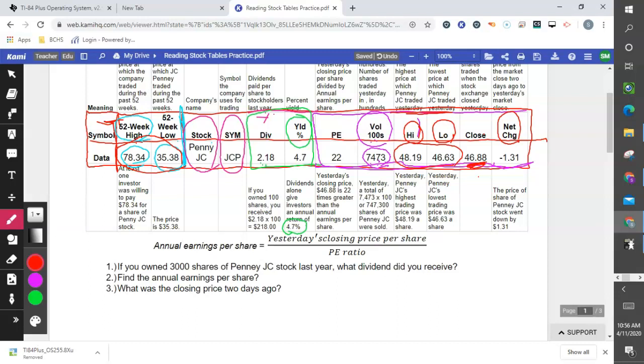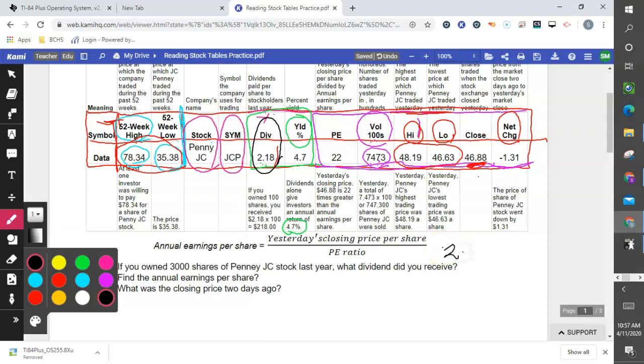So a few more. If you owned 3,000 shares in JCPenney stock last year, what dividend did you receive? Well, we go to the dividend. The dividend is 2.18. So it's going to be 2.18 times 3,000. I don't know why this is not responding. Come on.